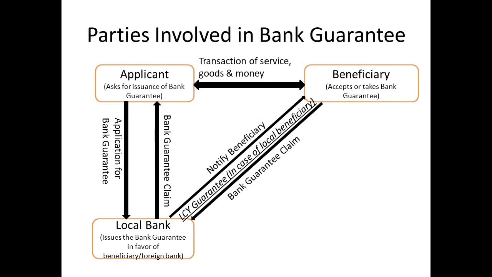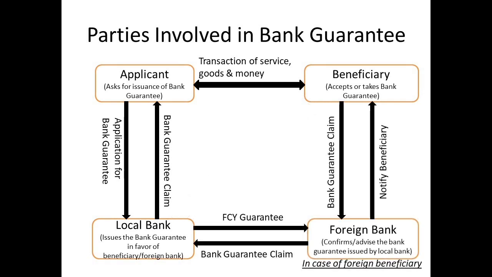Now we are going to discuss the parties involved in bank guarantee. As I have already said, generally there are three parties involved in bank guarantee. They are applicant, beneficiary and bank. There will be involvement of only one bank in case of a local bank guarantee issued in local currency. However, in case of a foreign or cross-country bank guarantee, there is involvement of two banks. They can be known as the local bank and the foreign or advising bank.